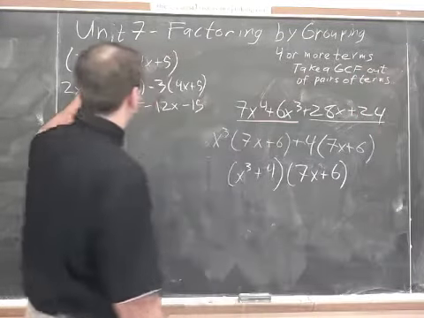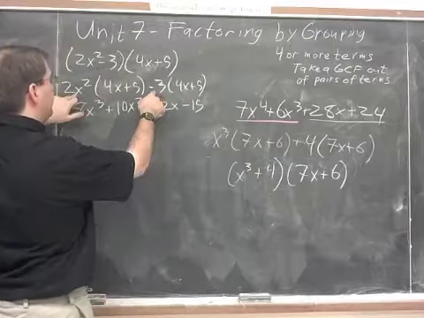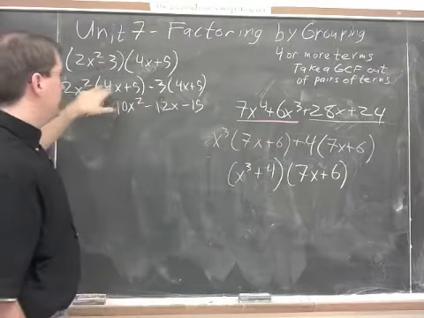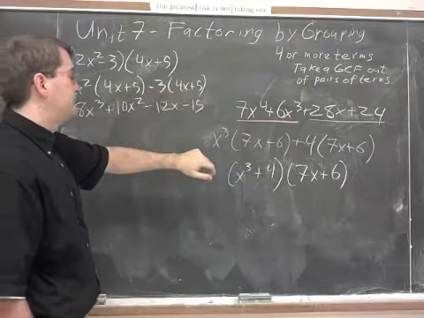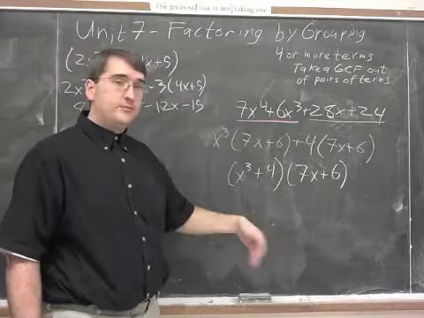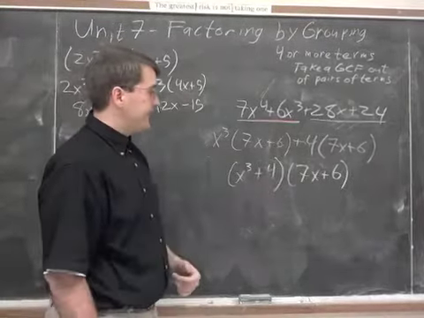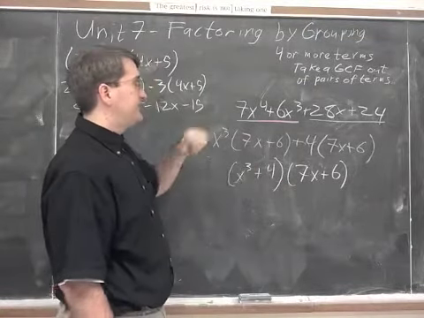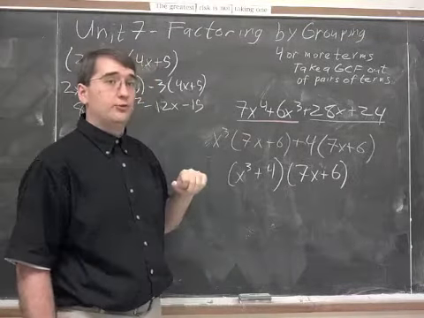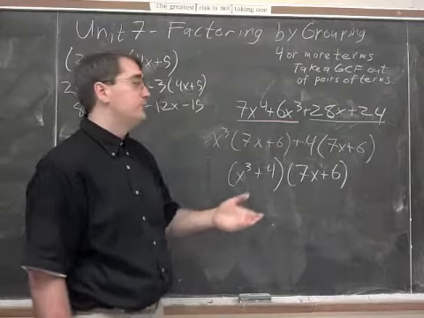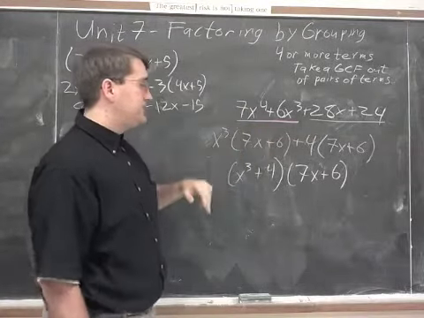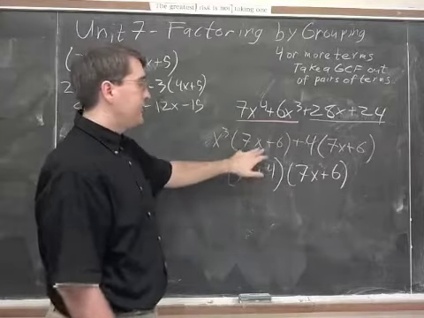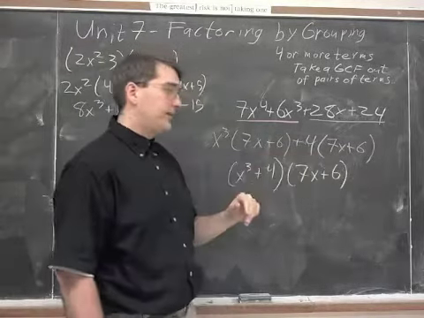Just like we have the 2x squared minus 3 breaking apart to get 2x squared times 4x plus 5 and minus 3 times 4x plus 5, the process can be reversed. And so this is our factored form. This is the factored version of that original polynomial. And this is how factoring by grouping works. We pair up the terms, pair up pairs of terms, and take a GCF out of those pairs. And hopefully what's left is a binomial in common.